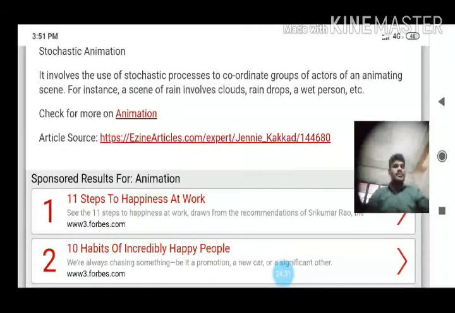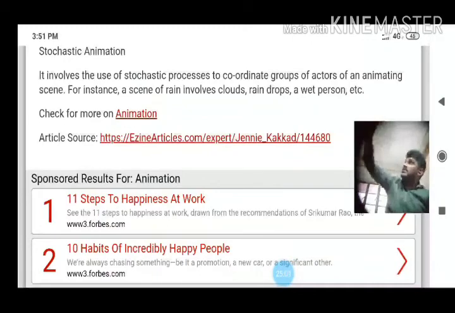A group of actors. Now look here. Cloud is one actor. Air is an actor. Person is an actor. And rain is an actor. Drops are actors. It is all a group of actors in an animated scene. Simple way: clouds become black. And when the clouds become black, rain comes on. When the rain comes down, one person is getting wet.